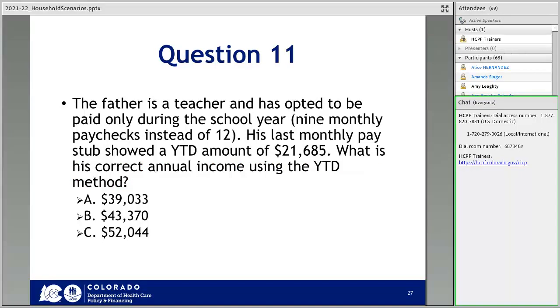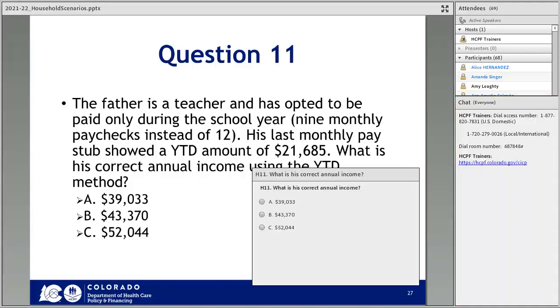All right, question 11. The father is a teacher, and he has opted to be paid only during the school year, which is 9 monthly paychecks instead of 12. His last monthly pay stub showed a year-to-date amount of $21,685. What is his correct annual income if you use the year-to-date method? I want to clarify, his last monthly pay stub was in May. We would have received 5 monthly pay stubs at this point in the year.